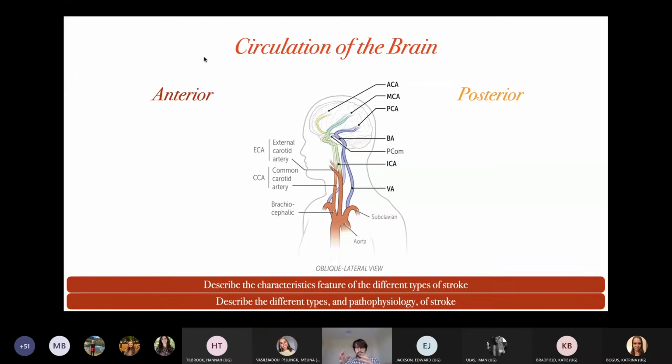And when we think about the circulation of the brain, you need to think about the difference between the anterior, or the front, and the posterior, or the back, circulation of the brain. Now, hopefully my cursor shows up here. You can see the aorta here. So there's the ascending thoracic aorta, then the arch of the aorta, and the descending thoracic aorta. There's several different branches: brachiocephalic, common carotid, left subclavian.